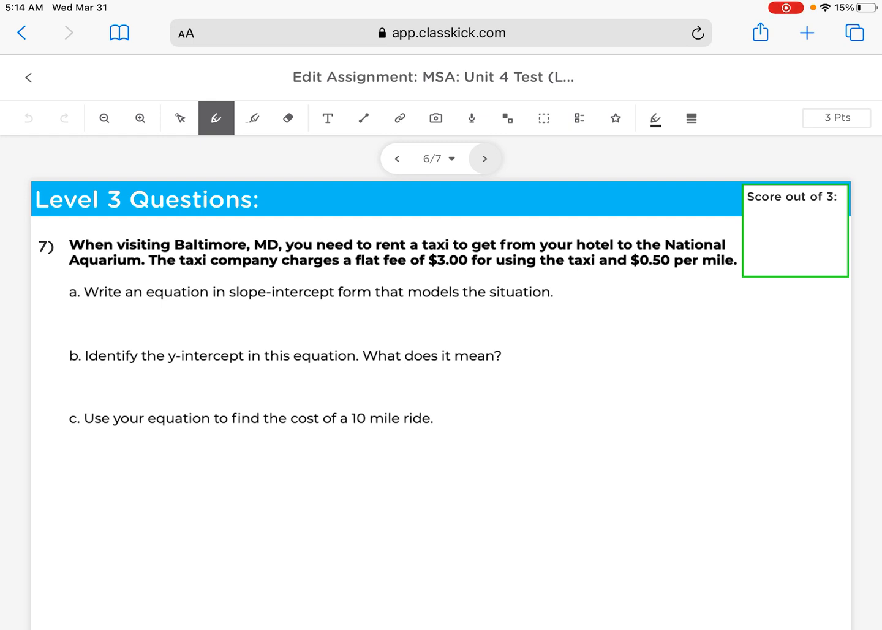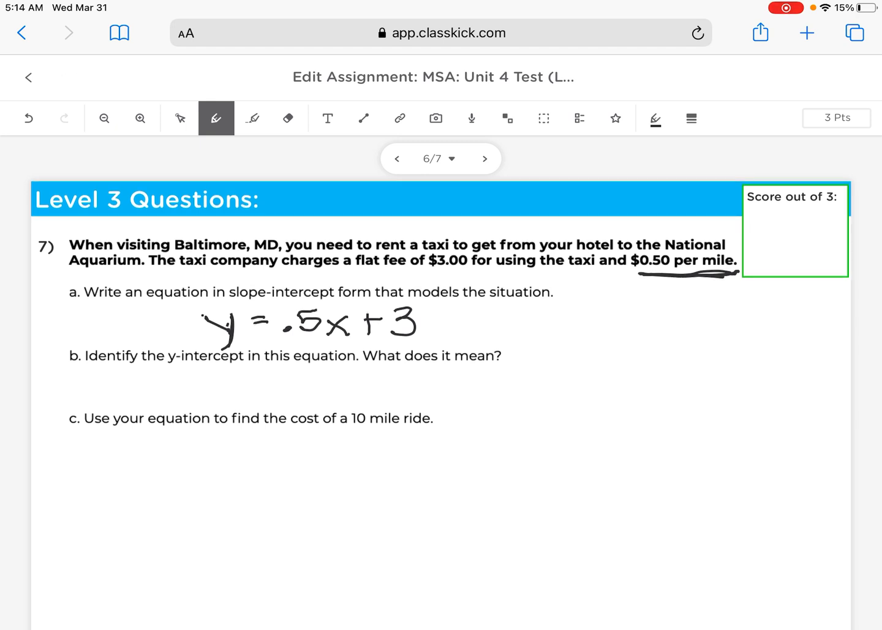Maybe that was why. So your equation for this should be y equals, this is your rate of change, 0.50, X plus 3. If people made mistakes, it's usually that these got flipped around.